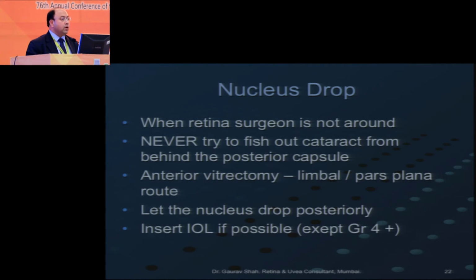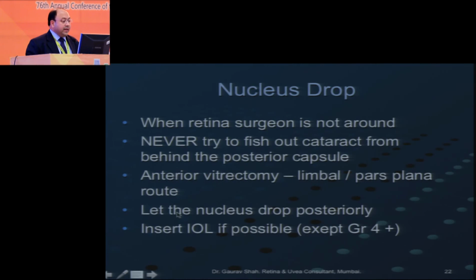and try to remove it from the limbal route, because while doing so, you will always be pulling onto the vitreous, with a high risk of retinal detachment occurring. In such a case, do an anterior vitrectomy, limbal route or pars plana route, whatever is convenient to you, so that the anterior segment, anterior chamber is free of vitreous.